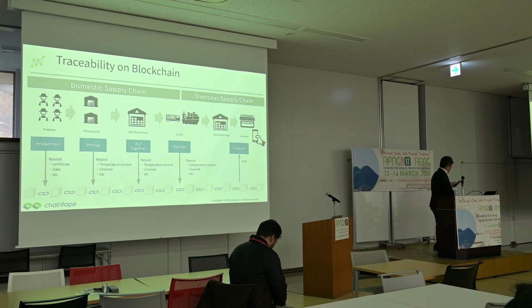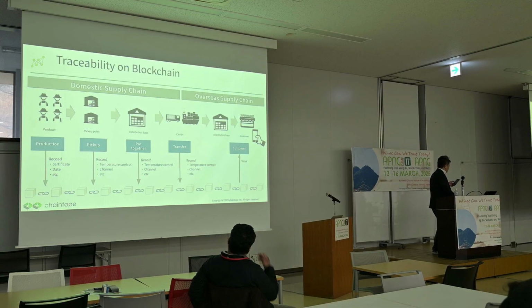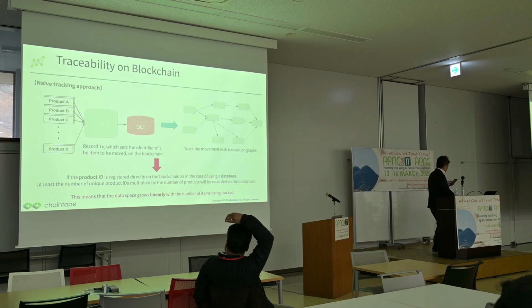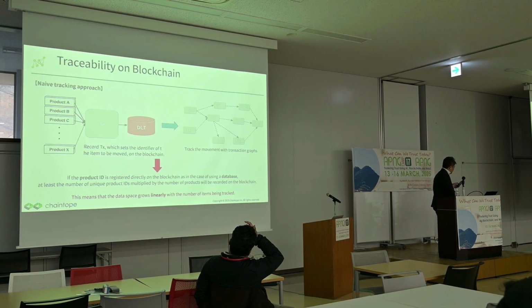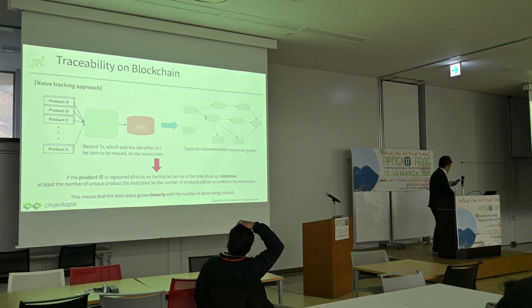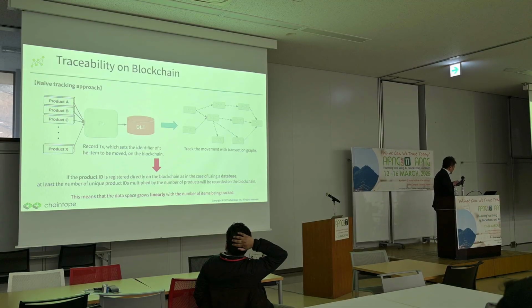Next is the scaling effort we are undertaking. We provide traceability in the supply chain using a blockchain for issuing digital passports. How can we do this kind of recording on the blockchain? The naive approach is to assign a unique identifier to each product, then record where the identifier has traveled using a blockchain transaction.